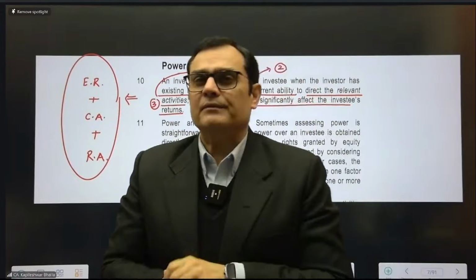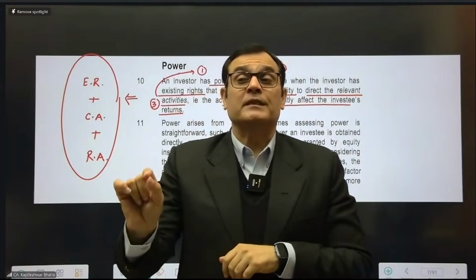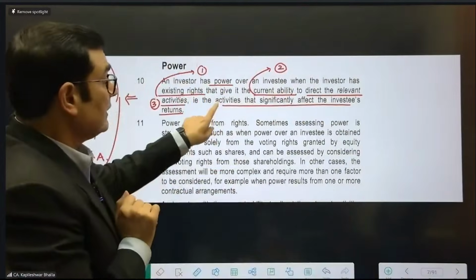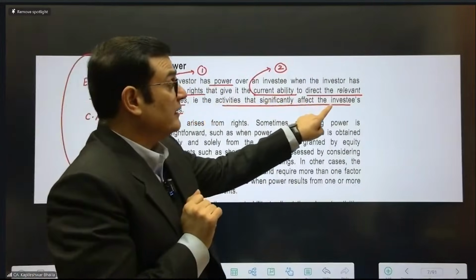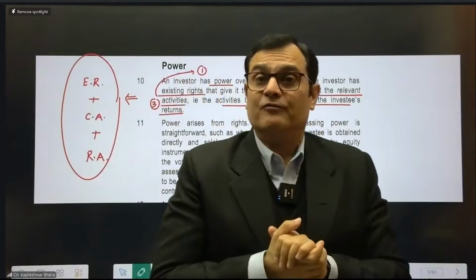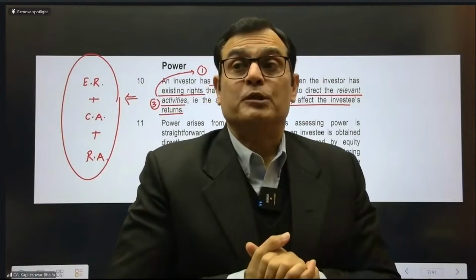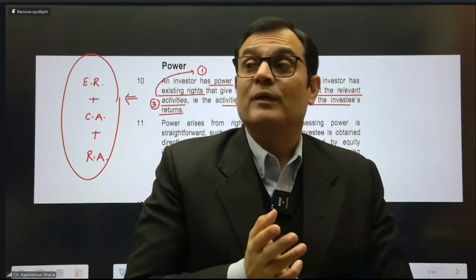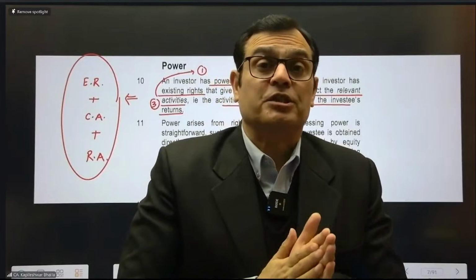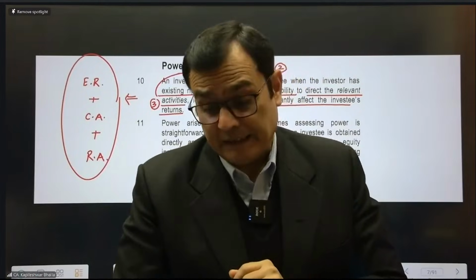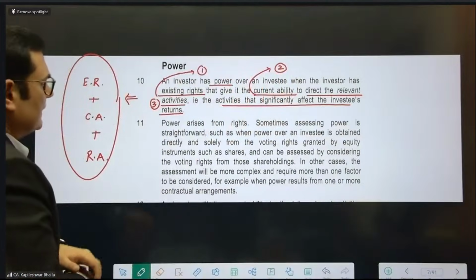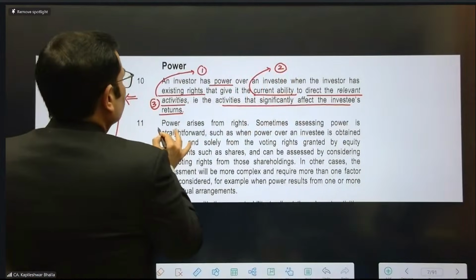Now, what are relevant activities? Any kind of activities that could change, you can say, the profitability of the investee. Activities that could significantly affect the investee's return. So if I have got certain kind of rights, which puts me into the ability where I can decide the fate of certain activities which could change the profitability of the investee company, I could be said to have power.